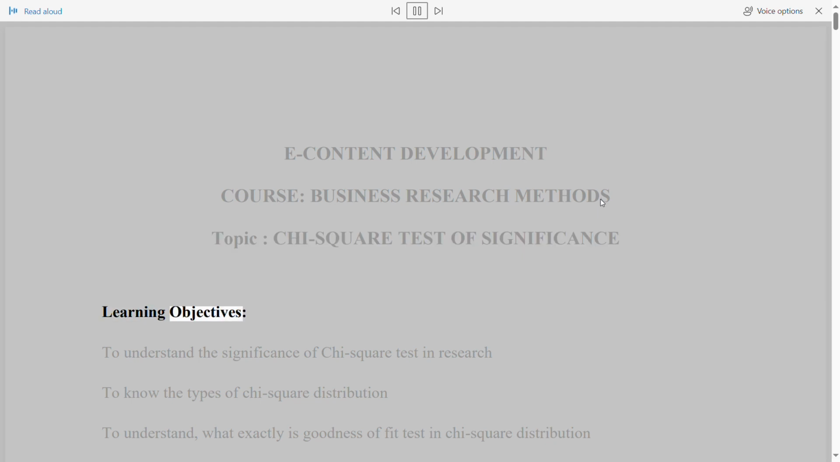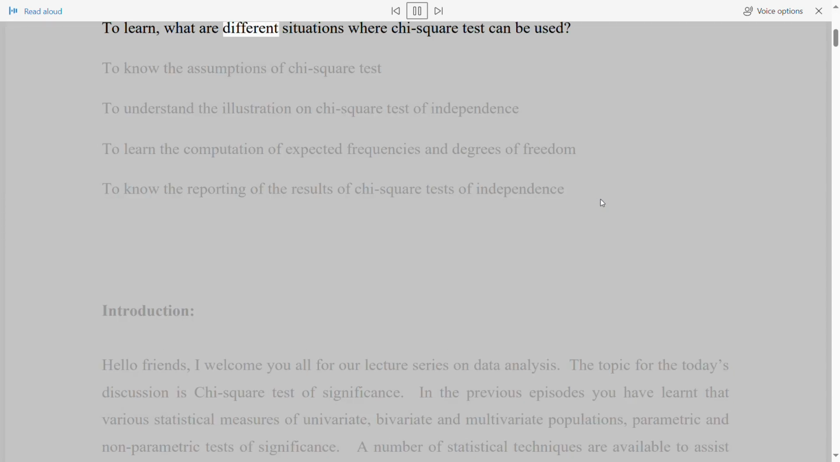Learning objectives: to understand the significance of Chi-Square test in research, to know the types of Chi-Square distribution, to understand what exactly is goodness of fit test in Chi-Square distribution, to learn what are different situations where Chi-Square test can be used, to know the assumptions of Chi-Square test, to understand the illustration on Chi-Square test of independence, to learn the computation of expected frequencies and degrees of freedom, to know the reporting of the results of Chi-Square tests of independence.